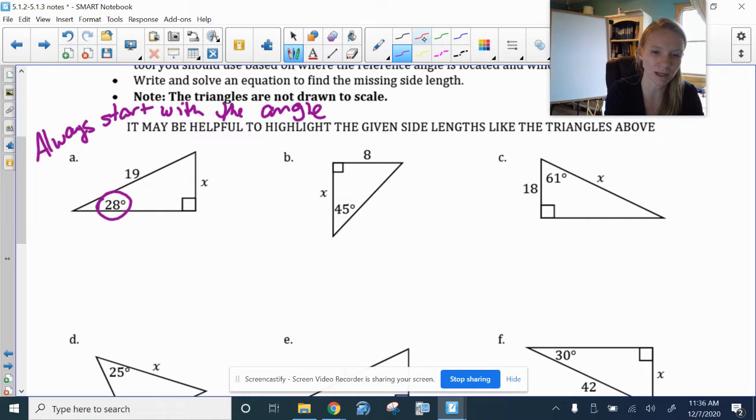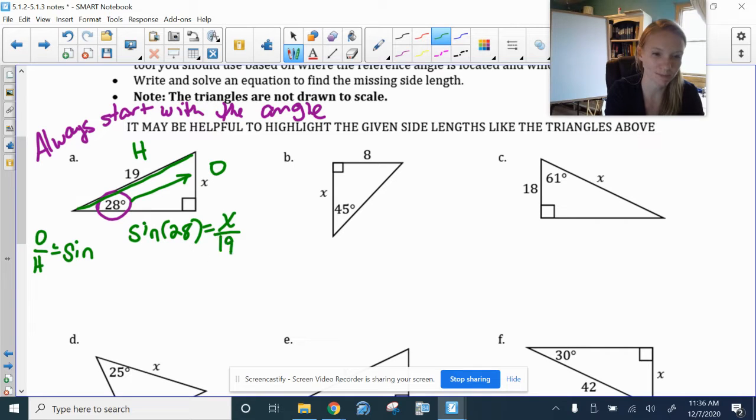Because from there, that's how you're going to identify your opposite, adjacent, or hypotenuse. So from our angle, we can see that the opposite would be x, and in this triangle, our hypotenuse is our 19. Since we have O over H, that means we're dealing with sine. So I'm going to write the equation sine of 28 equals x over 19. Then I can plop that over 1 and do my cross multiplying. I can type in my calculator the sine of 28.